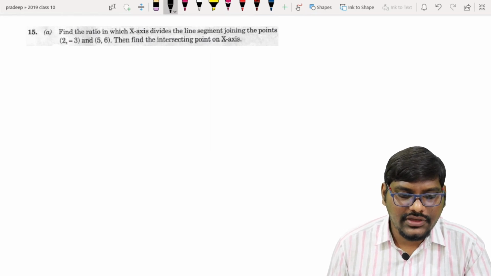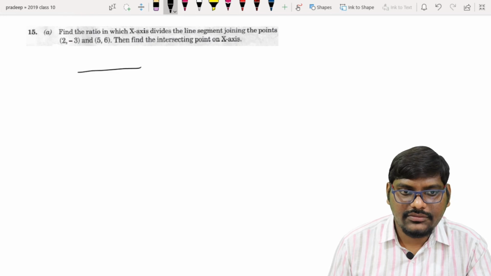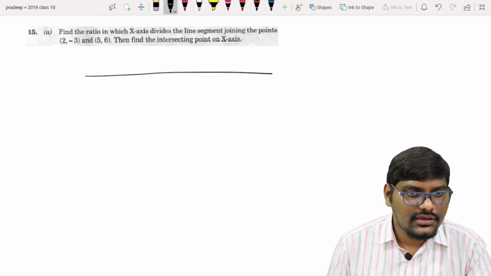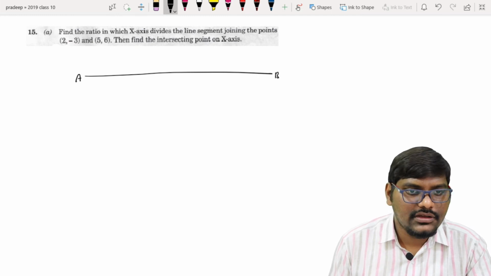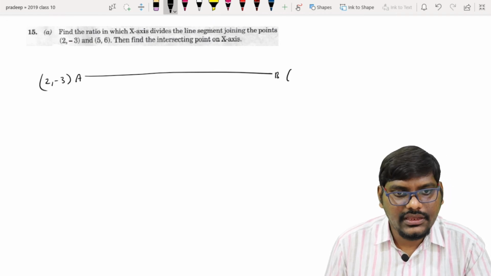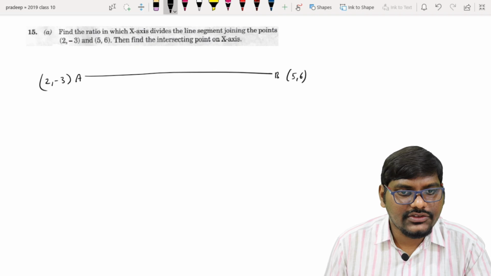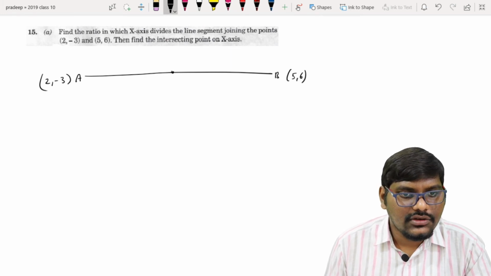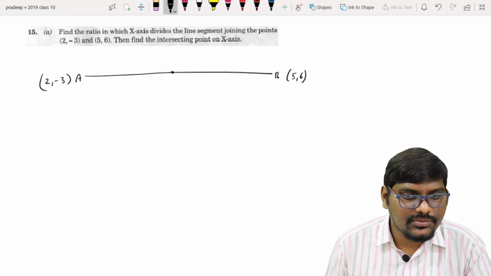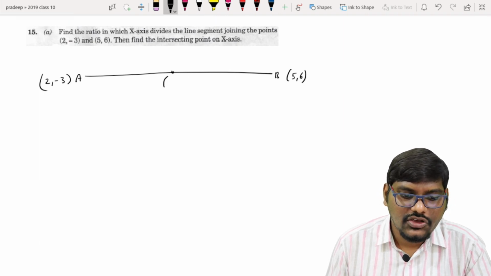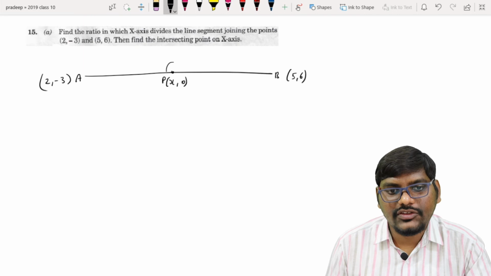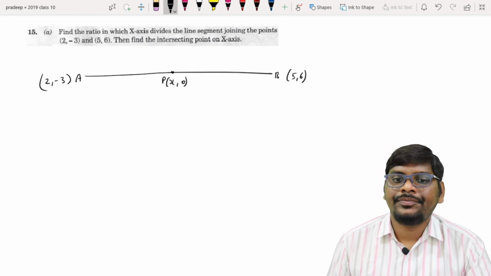Okay, so here I'll make it very clearly. Suppose this is a line, with point A here and point B here. Point A is 2, minus 3, and B is 5, 6, and they are intersecting in x-axis at a certain point. So let's say this is point P. Wherever it is meeting x-axis, this is x, 0, because it is only meeting at x-axis where y is 0.